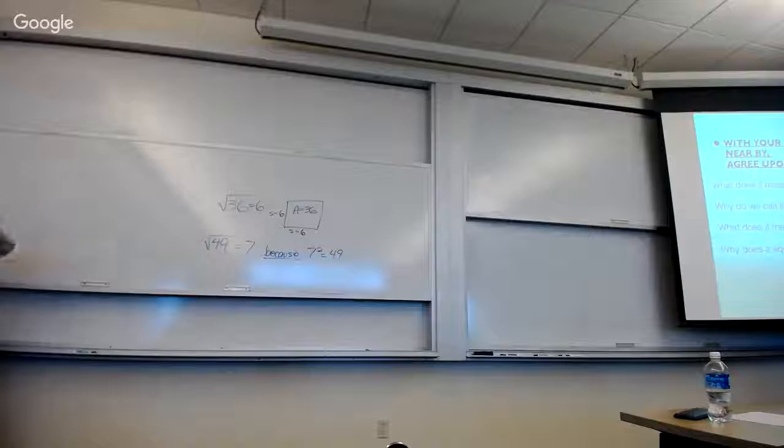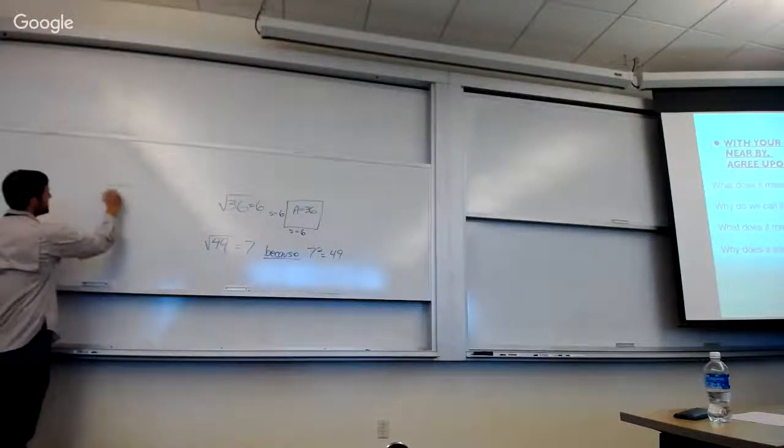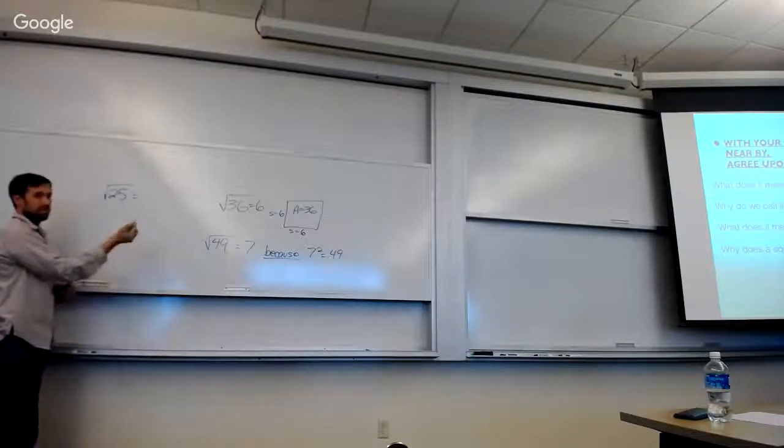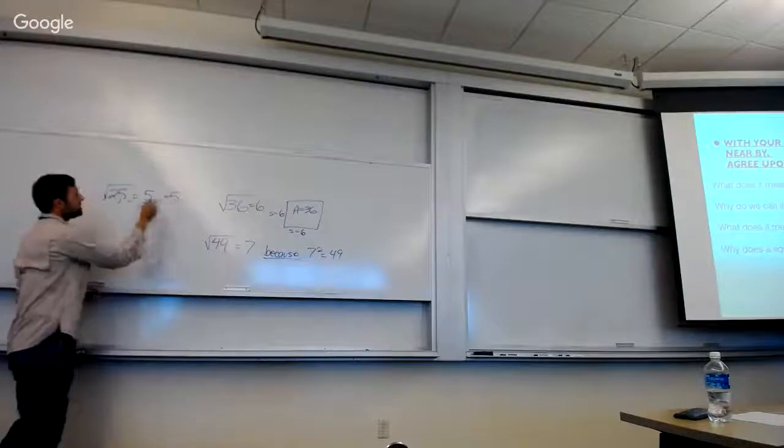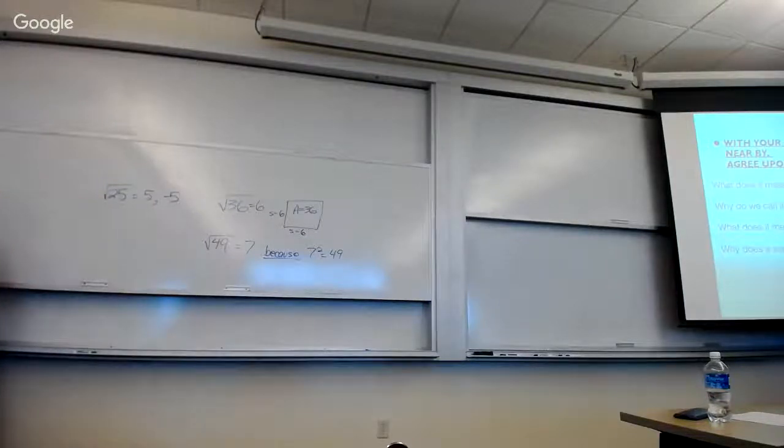Okay, last question up there. Why does a square root have two answers? We haven't talked about that yet, but what's the square root of 25? 5 or -5. Why are there two answers? You squared -5.